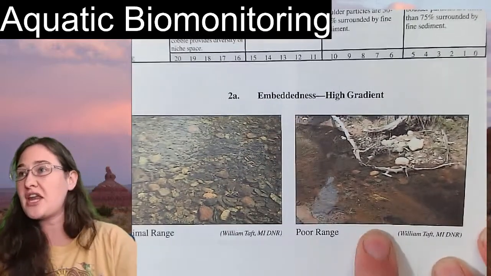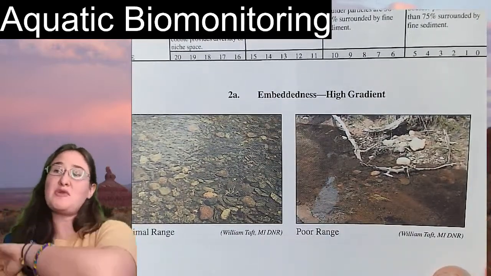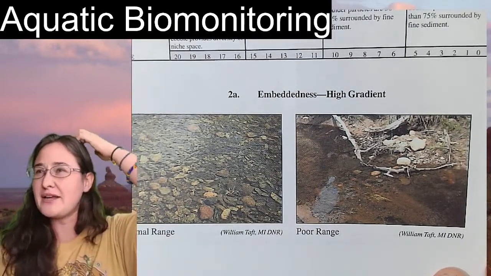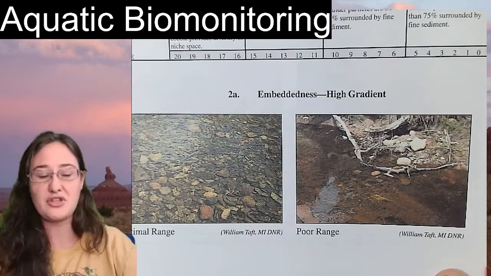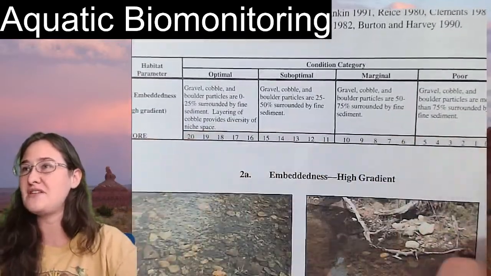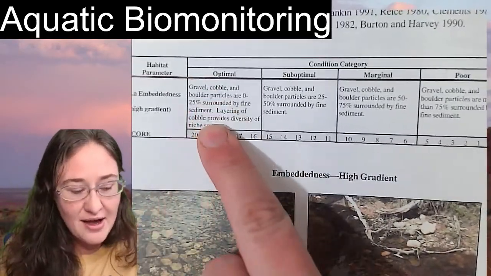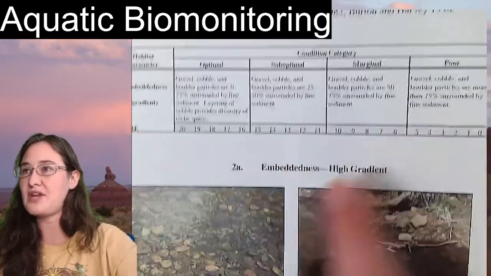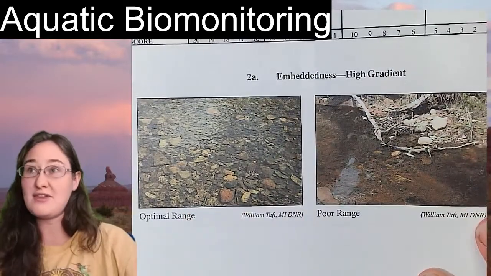When you're looking at a poor stream, there's going to be silt and sticky mud and those types of things all over the stones. And you can give yourself, theoretically, 0 to 25%, all the way to 75 to 100% embedded in the silt.